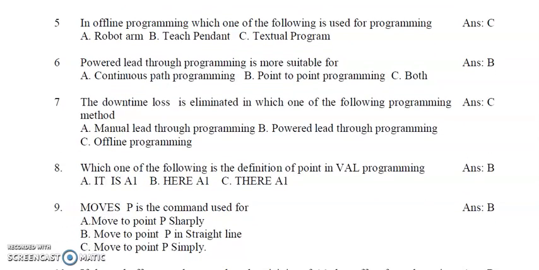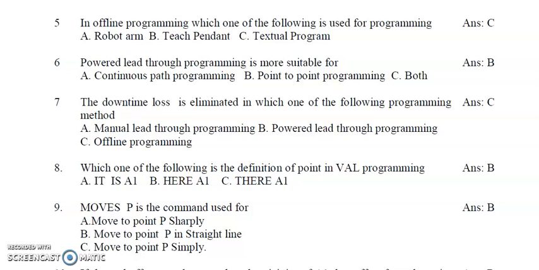Question 5. In offline programming, which one of the following is used for programming? A. Robot arm. B. Teach pendant. C. Textual program. Answer C. The previous 2, manual lead through programming and power lead through programming, are called online programming methods. The textual programming is called offline programming. So the answer is C.